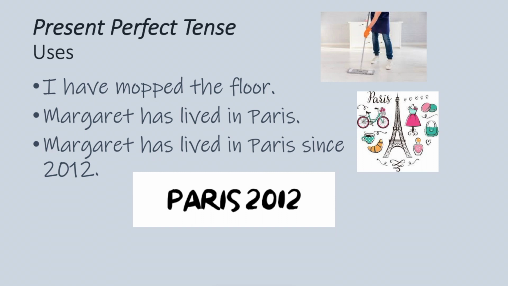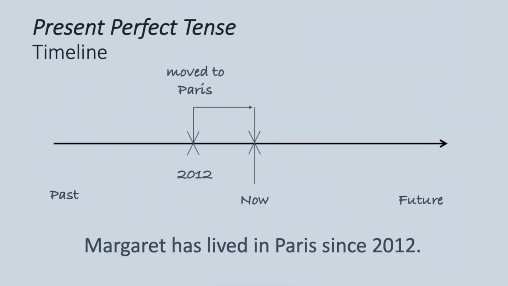This is another way we use the present perfect. The sentence can be explained with this timeline. In 2012, Margaret moved to Paris. That's the first X on the timeline. She stayed there. She still lives there now, which is the second X. We don't know what's going to happen in the future, but she lives there now. So we say, Margaret has lived in Paris since 2012.